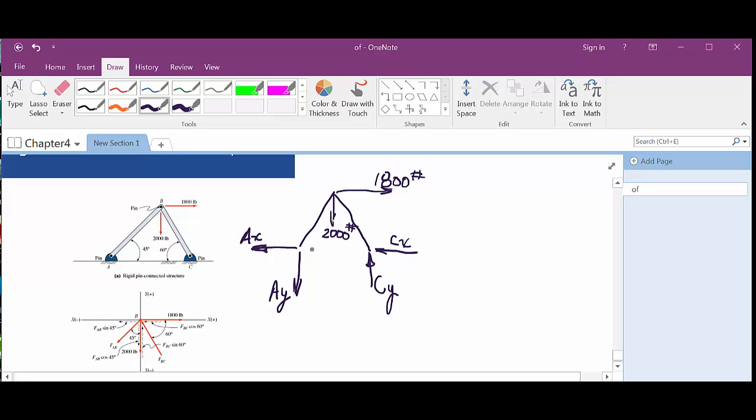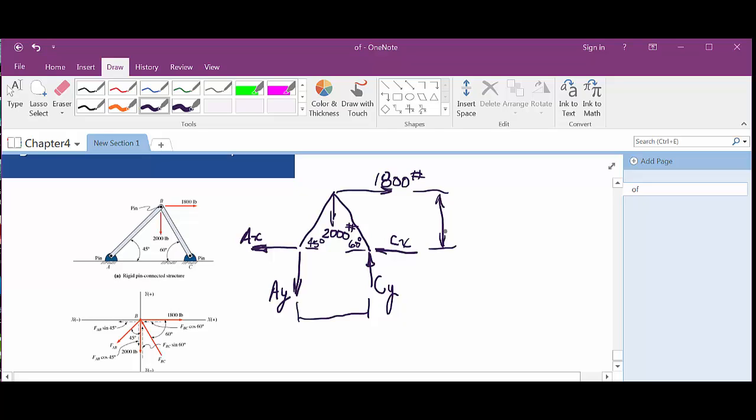Okay, and then we would also note that this is 45 degrees and that this is 60. Okay, and then normally we would give some distances here and a distance to the middle and then probably a distance here.